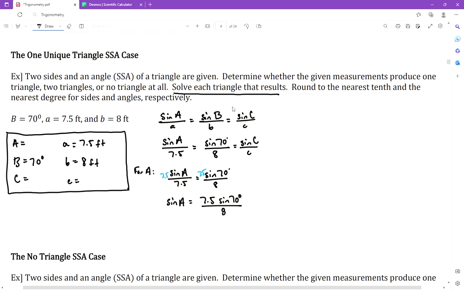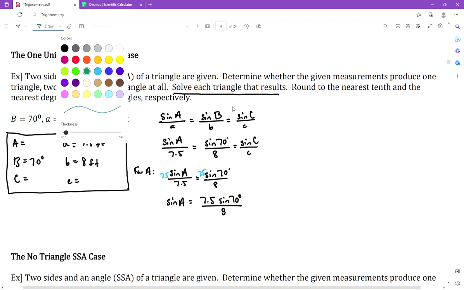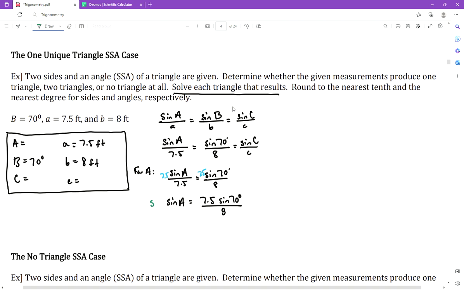Now I want to use our inverse property. If I want A by itself, I can put sine inverse on the left, as long as I do it also on the right. So angle A is sine inverse of 7.5 sine of 70 degrees over 8. Again, if we can't use a calculator, this would be the final answer for angle A, and the problem would probably stop right there. But because we can use a calculator, let's now enter that.